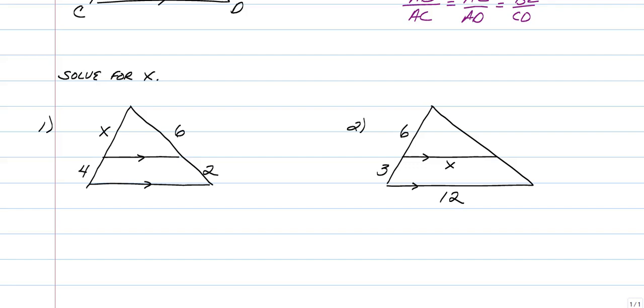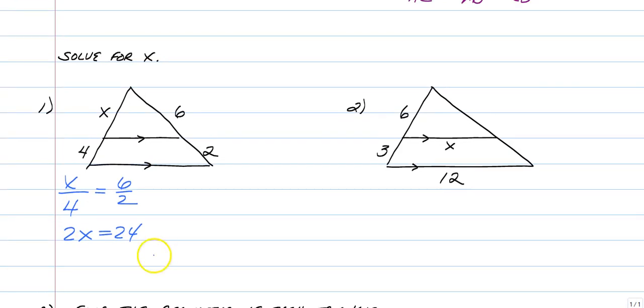Okay, so for number 1, these are on the sides. So if you set it up as x over 4 is equal to 6 over 2, you are going to be just fine. Then you just have to cross multiply, so you get 2x is equal to 24, so x is going to be equal to 12. All right, and you can always double check when you're done. You can do 12 over 4 is 3, 6 over 2 is 3, you're good to go.